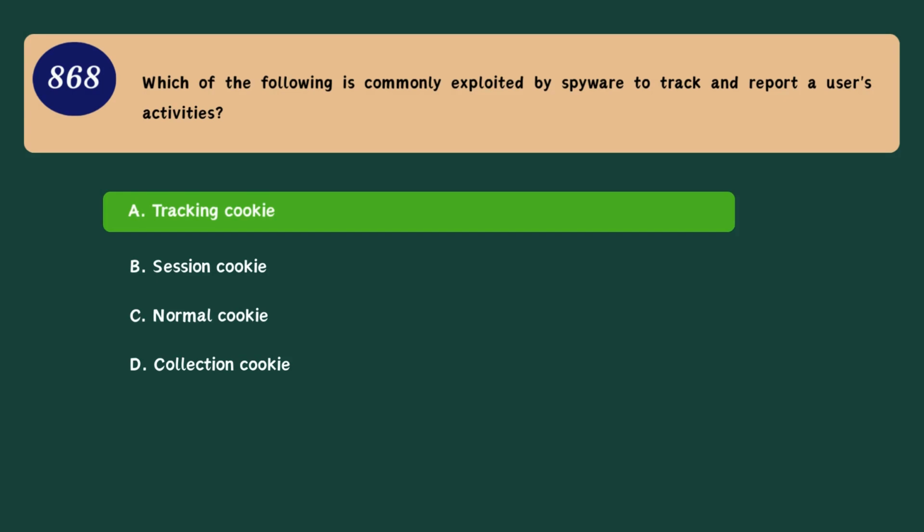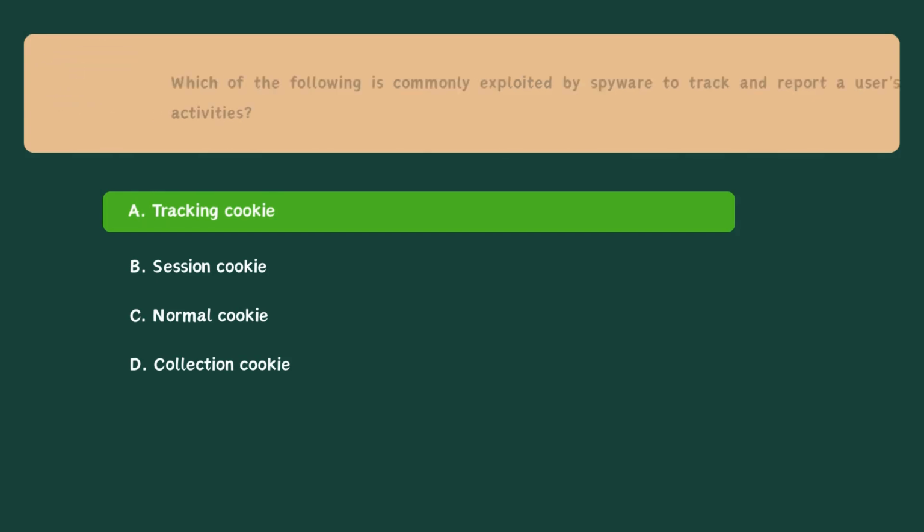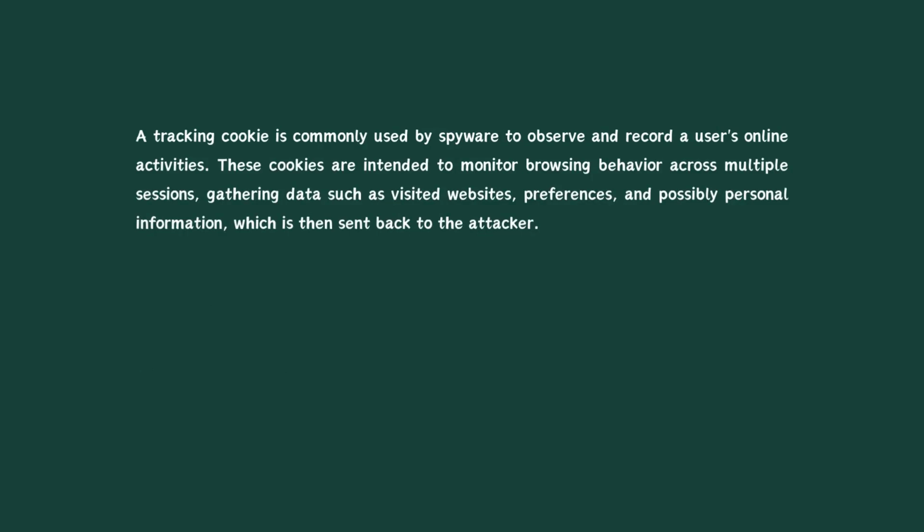Correct answer. A. Tracking cookie. A tracking cookie is commonly used by spyware to observe and record a user's online activities. These cookies are intended to monitor browsing behavior across multiple sessions, gathering data such as visited websites, preferences, and possibly personal information, which is then sent back to the attacker.